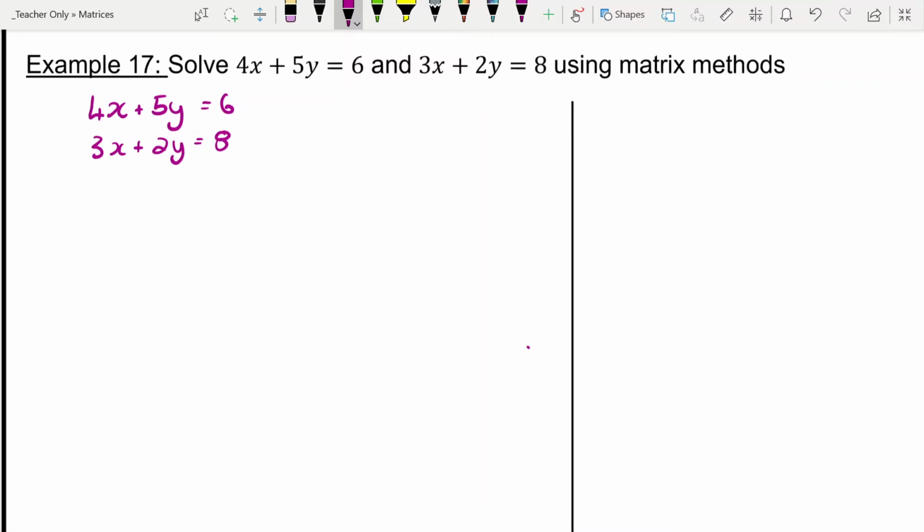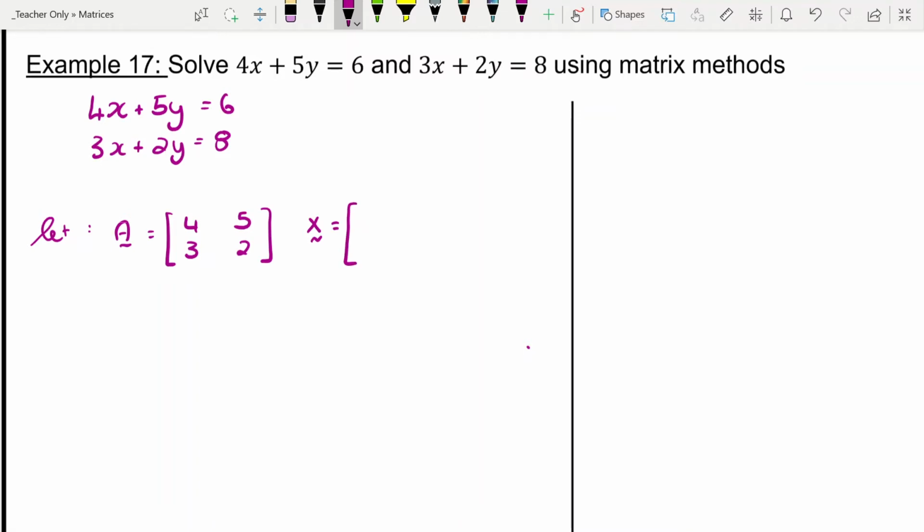What I'd like you to notice is that if we put the coefficients of our variables into a matrix, we get a matrix that looks like this. So we're going to let A equal 4, 5, 3, and 2. Notice that the coefficients for x are all in column 1 and our coefficients for y are all in column 2.